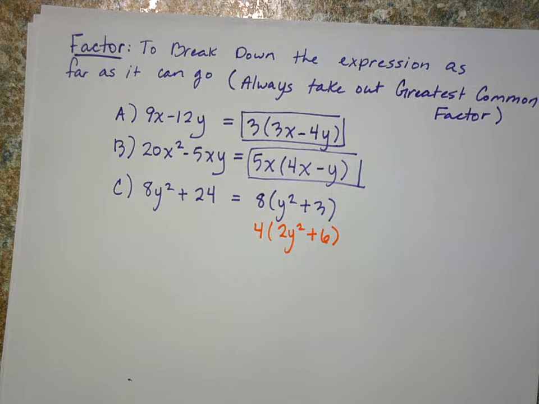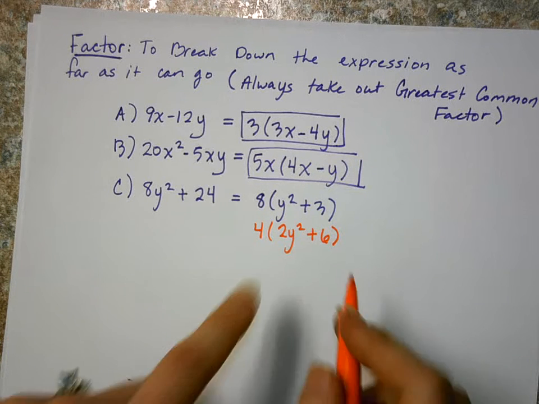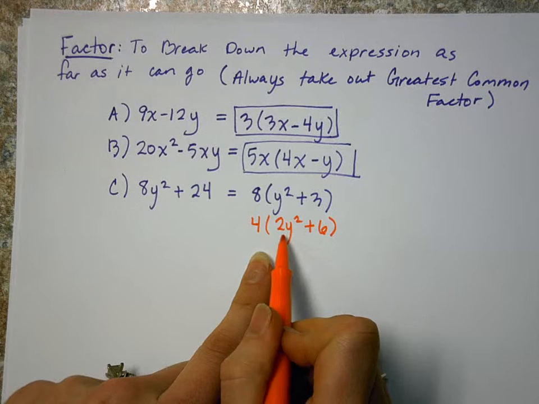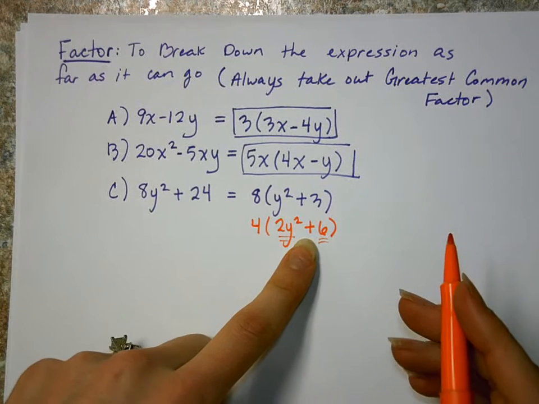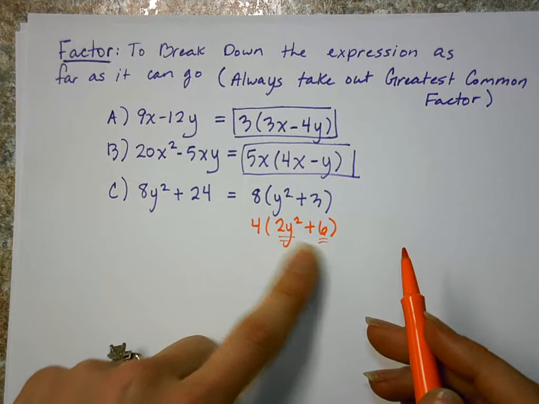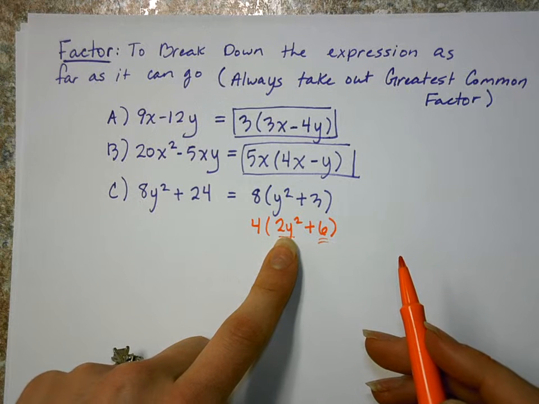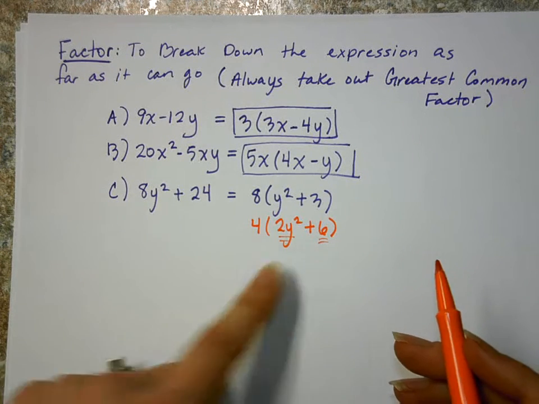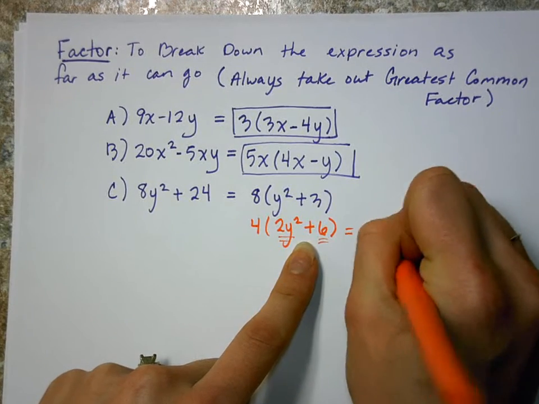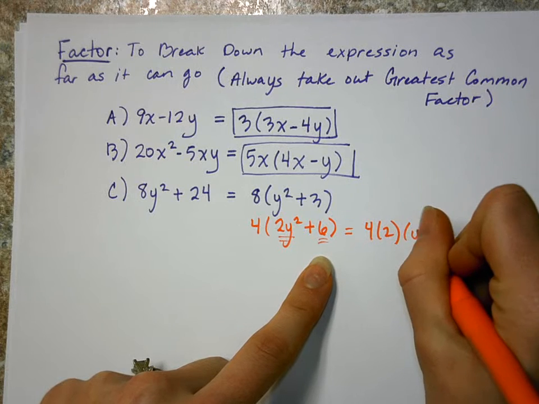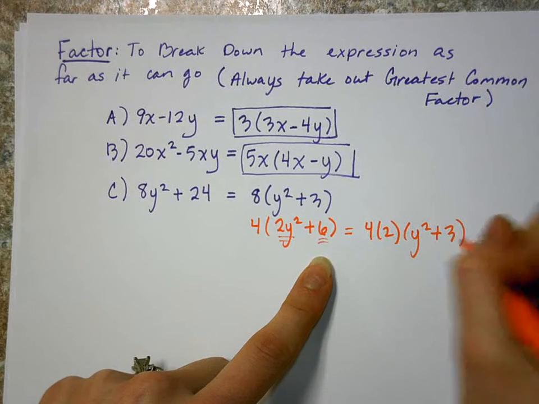Here's how you know if you still have a step further to go. Looking on the inside, the 2y squared and the 6, there should be no common factor left inside if you factored it. So what could we still take out of this parentheses? A 2. So you know that this is not factored yet completely. We have to take out that 2, and you would just multiply it by the 4, and then you'd have that y squared plus 3.